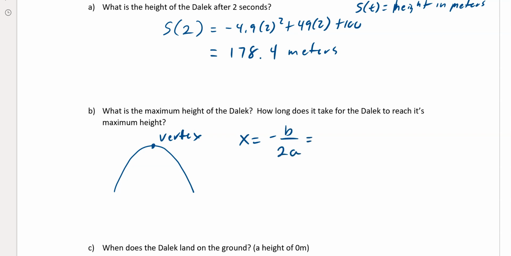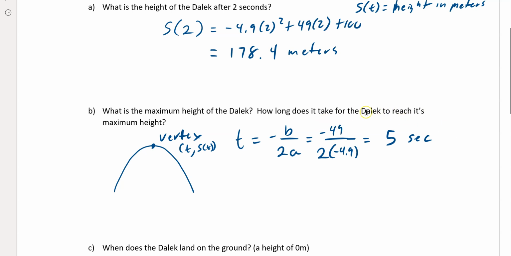We could just use technology like we did. We already knew that it was 5. And so x is not what we're looking for here, it's t. So our vertex here is t comma s of t in form. If you take t equals negative b over 2a, we can go back up and grab our b, which is 49. So negative 49 over 2, and then our a is negative 4.9. Plugging that into our calculator, it gives us 5.